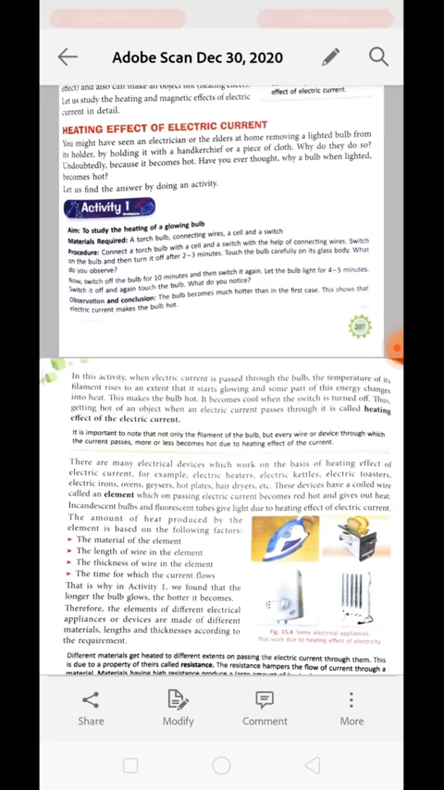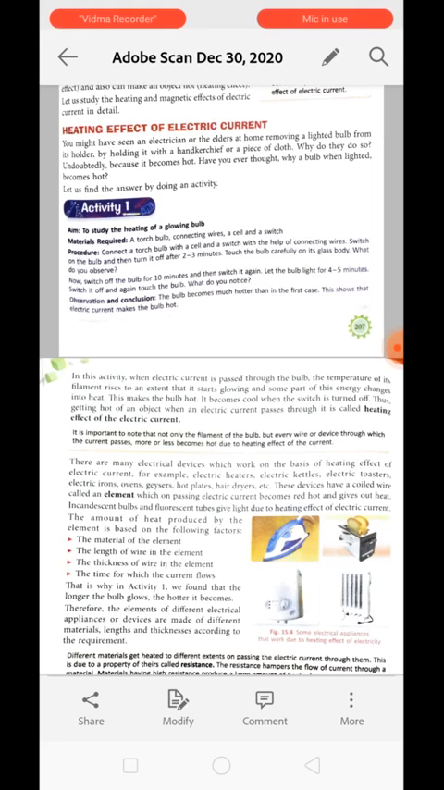What do you observe? You will observe that after letting the bulb glow for 10 minutes, the bulb is a little bit warm, hotter than in the first case when you switched the bulb on. It means the bulb became hot just because of the passage of electric current through its circuit. When the bulb glows, it becomes hot. Understood? Clear? This is due to the heating effect of electric current.